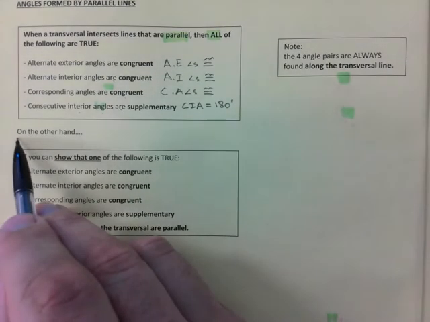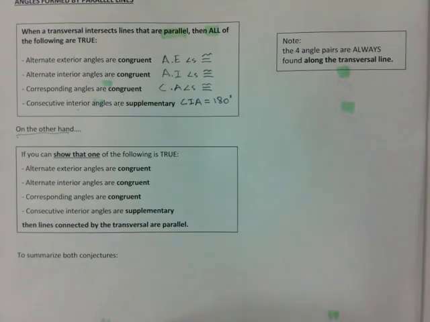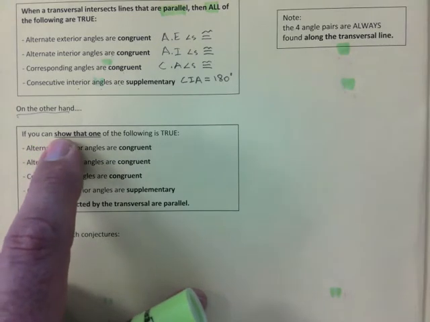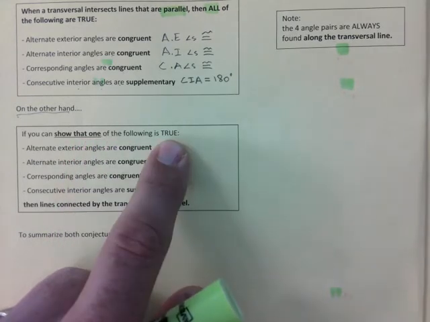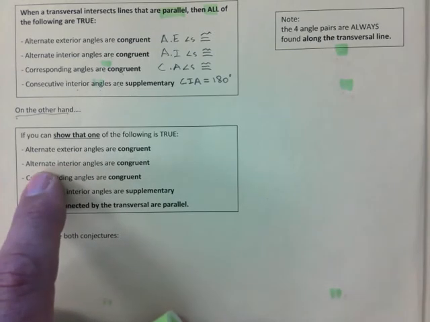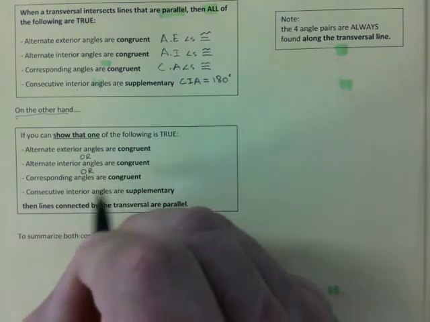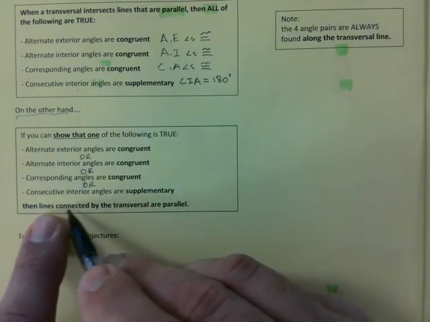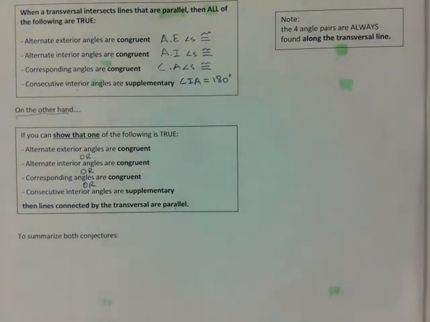On the other hand, and I will give you a nice graphic representation underneath this so you remember, on the other hand, watch this. If you can show that one of the following is true, all you need to do is tell me that one of them is true, alternate exterior congruent, or this is congruent, or this is congruent, or consecutive interior angles are supplementary, then lines connected by the transversal are parallel. And you're like, hold it. What is happening here? Okay. So this is what's happening.